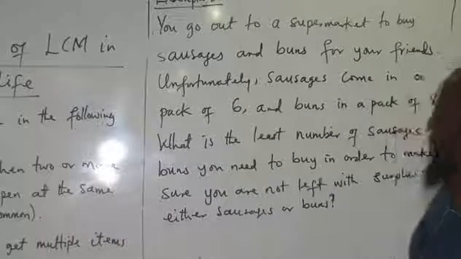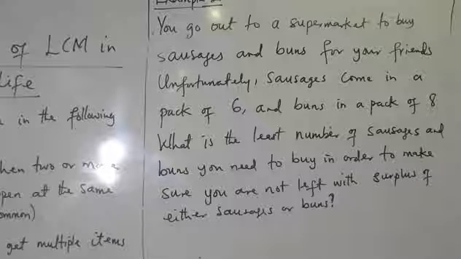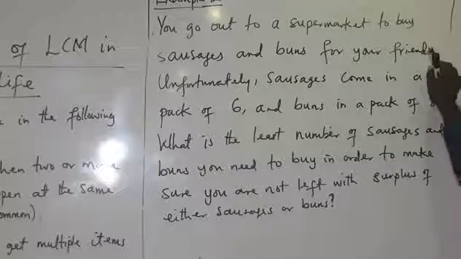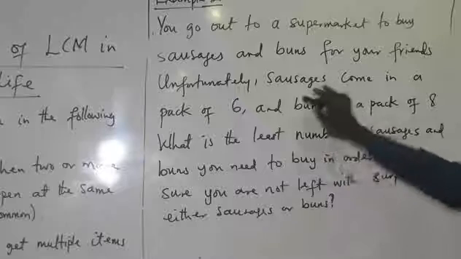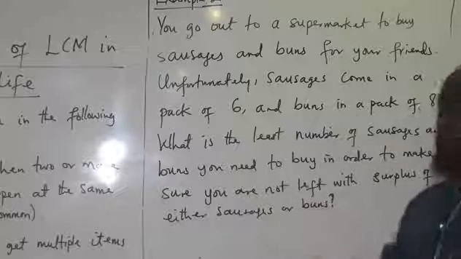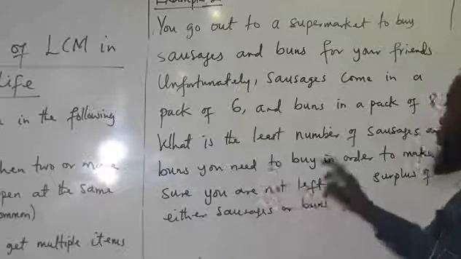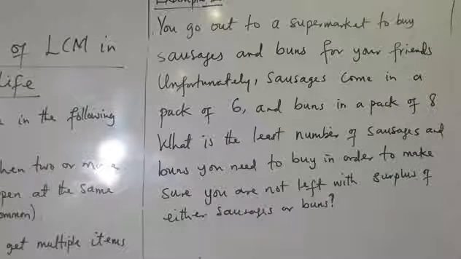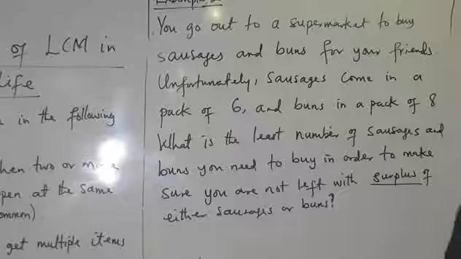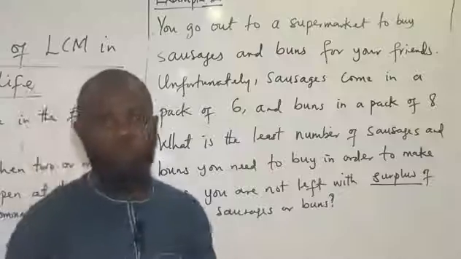Okay. So this is the second example. As you can see, it's very long, but the solution is very short. Very, very short. So you go out to a supermarket to buy sausages and buns for your friends. Unfortunately for you, sausages come in a pack of 6 and buns in a pack of 8. What is the least number of sausages and buns you need to buy in order to make sure you are not left with surplus of either sausages or buns?